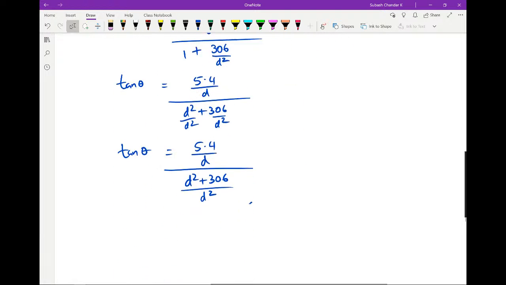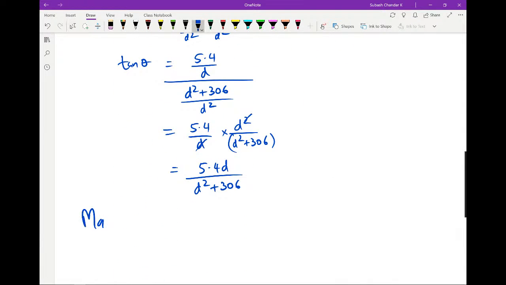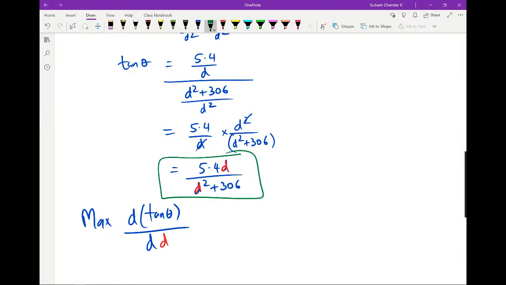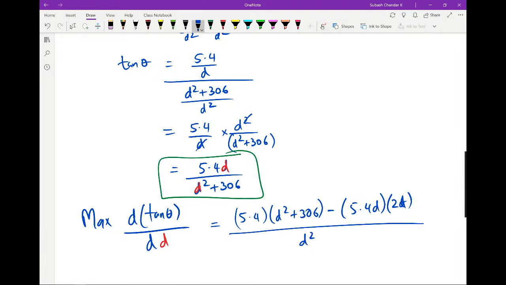So in other words, you can say that the maximum happens when you differentiate tan theta with respect to d. I'm talking about this d here. So you have to differentiate this using quotient rule. When we differentiate this with quotient rule, we get 5.4 multiplied by d squared plus 306, minus 5.4d multiplied by 2d, and the whole thing over d squared plus 306 squared.